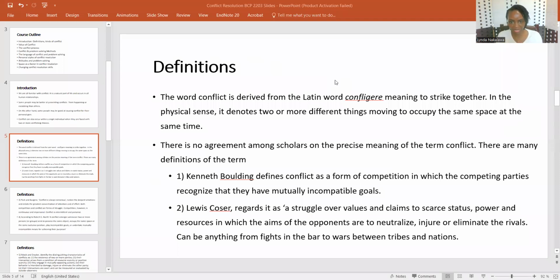Anyway, so the word conflict is derived from a Latin word, confligere. It means to strike together, okay?